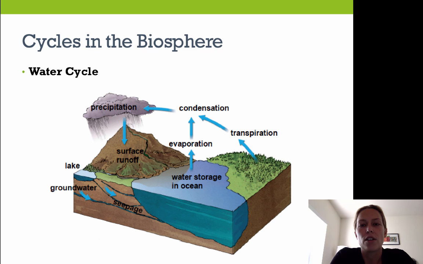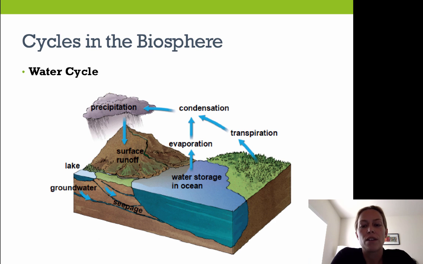So if we take a look at the water cycle, it is pretty straightforward. We have evaporation of water coming up from any sort of large lake or ocean. So evaporation comes from the water. Transpiration is when plants release water vapor through their stomata and their leaves. So that's transpiration. So that's how we get water vapor in the air.